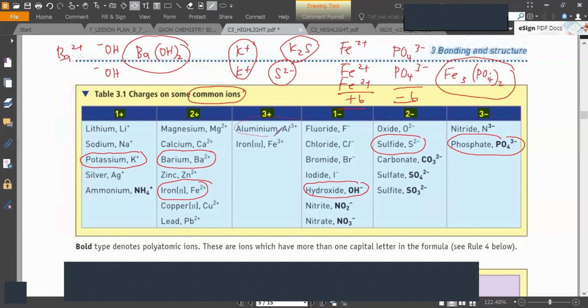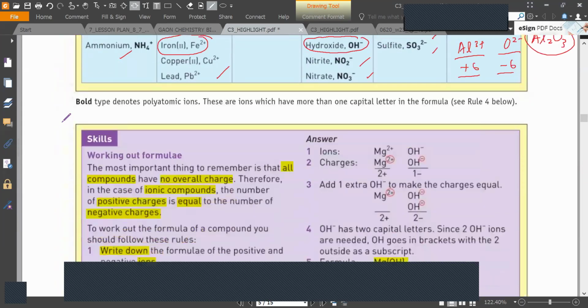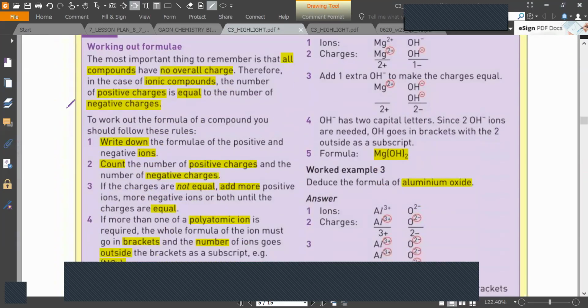Another example, aluminium oxide. Aluminium 3 plus, oxygen 2 negative. So we need 2 aluminium, giving plus 6, and oxygen we need 3, giving negative 6. So the correct formula is Al2O3. So that's how we work it out. Try to memorize this if possible, as it can be useful in the exam situation. Next, these will be some examples of how to do it, like what we did just now.